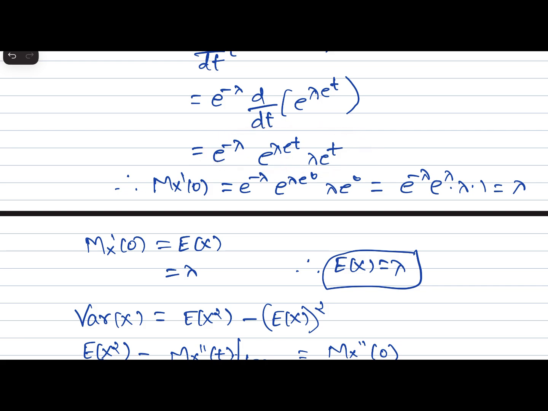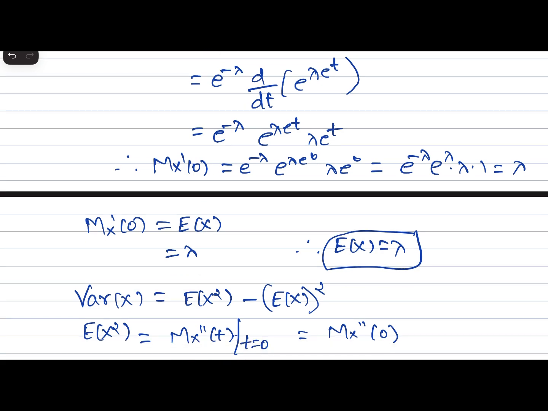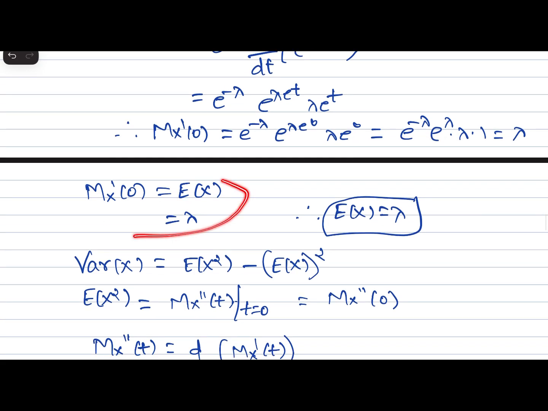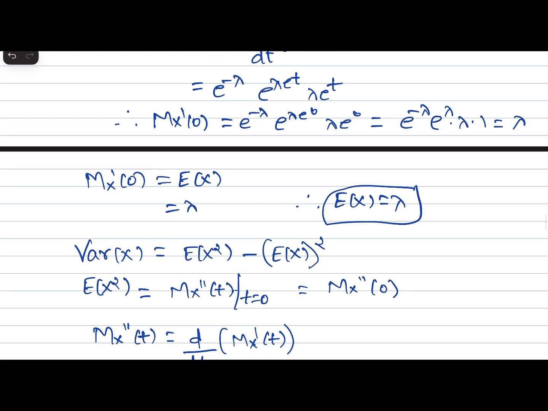Now in this you can put t equal to 0. I mean in Mx dash of t, you replace t by 0. So wherever t is there, you replace by 0. You get e power minus lambda, e power lambda e power 0, lambda e power 0. So this will become 1. This will also become 1. So you have e power minus lambda, e power lambda, lambda into 1, which will be lambda. So this is nothing but your mean of x, which is the mean of the Poisson distribution. Okay, E of x equal to lambda.